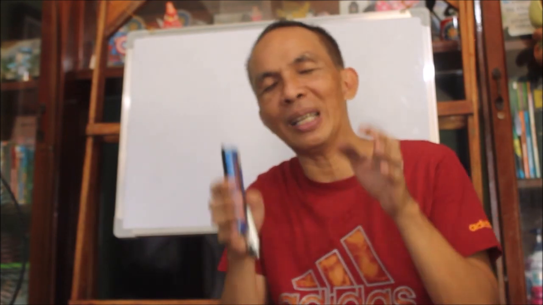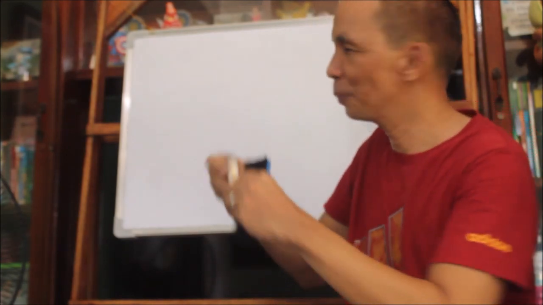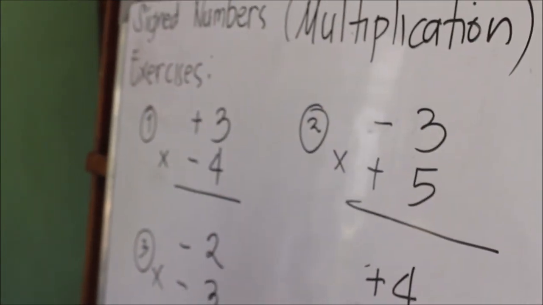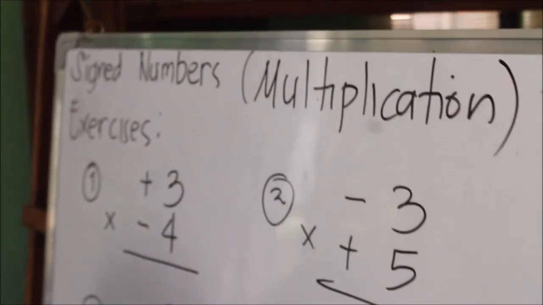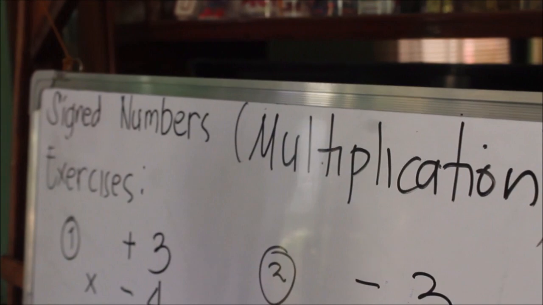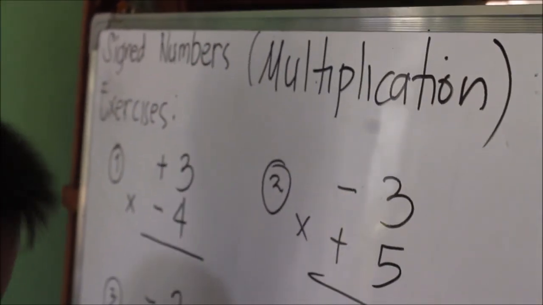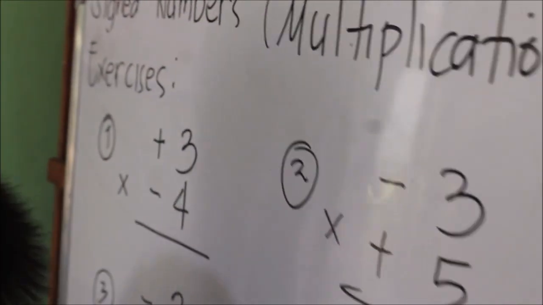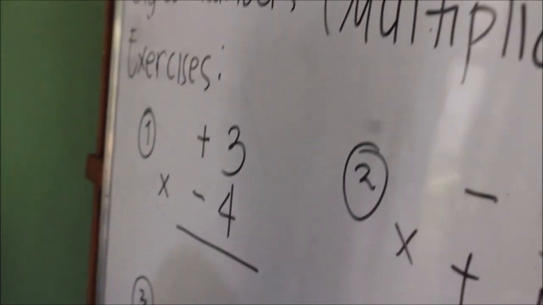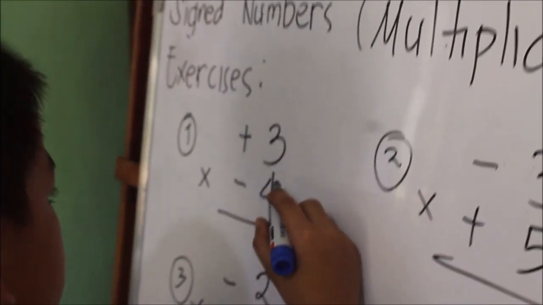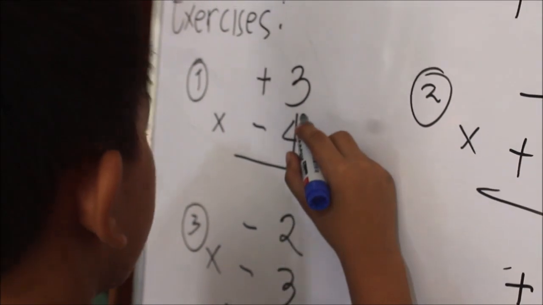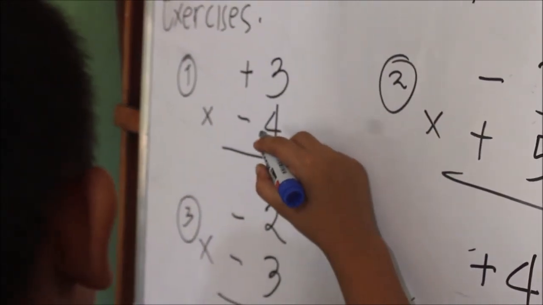So this time ulit, kakailanganin natin si Kuya Ivan upang tulungan tayo ng pagsagot ng mga ilang exercises sa pagkakataong ito sa multiplication and sa division. Come here, Kuya. Okay, this time we're going to solve some exercises in signed number, this time in multiplication. So let's start answering the problem in number 1, Kuya. We have positive 3 times negative 4. What is your answer, Kuya?